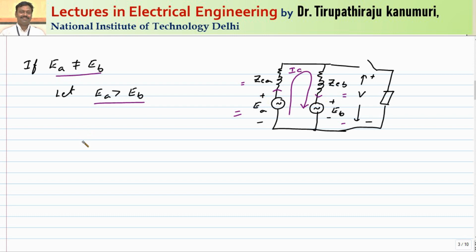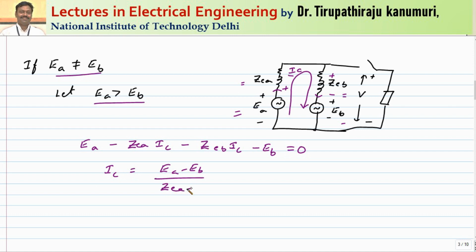So if you apply the KVL in this loop, I am moving from minus to plus for EA, so this will become EA minus ZEA into IC minus, because as the current is passing, the polarity here will be like this, because current is dropping there. Minus ZEB into IC, and you are going from plus to minus for EB, so this will become minus EB. This will be equal to 0. Or from this I can tell that IC will be equal to EA minus EB divided by ZEA plus ZEB. So this will be the current.